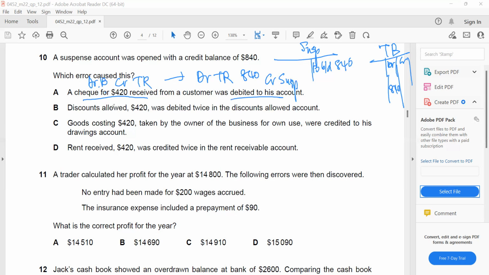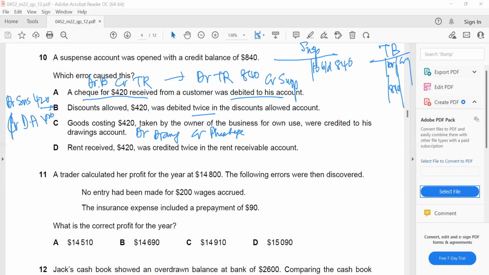Okay, next. Discount allowed 420 was debited twice in the discount allowed account. So the adjustment for this one, we should debit suspense, credit discount allowed, but only 420. This is to reverse the wrong entry. For the C, goods costing 420 taken by the owner for own use were credited to his account. By right, we should debit drawing and credit purchases.